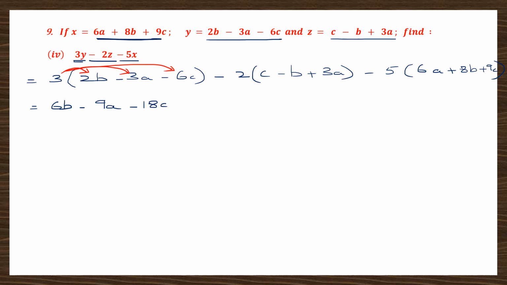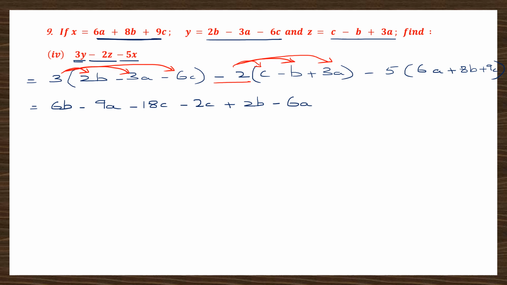Let's go to the next one. Here it is minus 2 into c. So the sign is minus. 2 into c is 2c. Minus 2 into minus b. Minus into minus is plus. 2 into b is 2b. Minus 2 into plus 3a. Sign is minus. 2 3s are 6 and a.